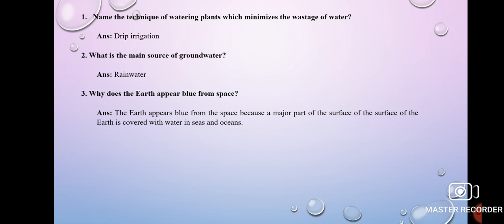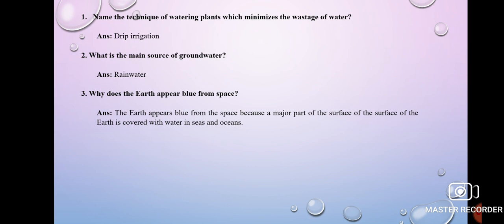So here you see question number 1. Name the technique of watering plants which minimizes the wastage of water. Answer is drip irrigation. Now what is drip irrigation? Drip irrigation is a process where the water is directly given to the roots of the plant. As a result, there is very minimum wastage of water.